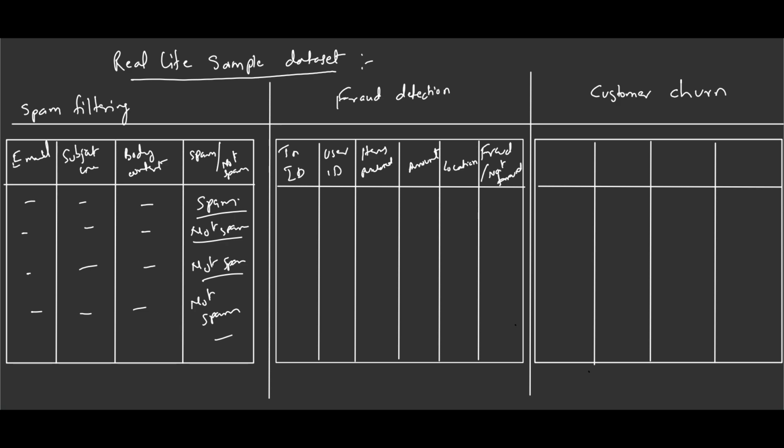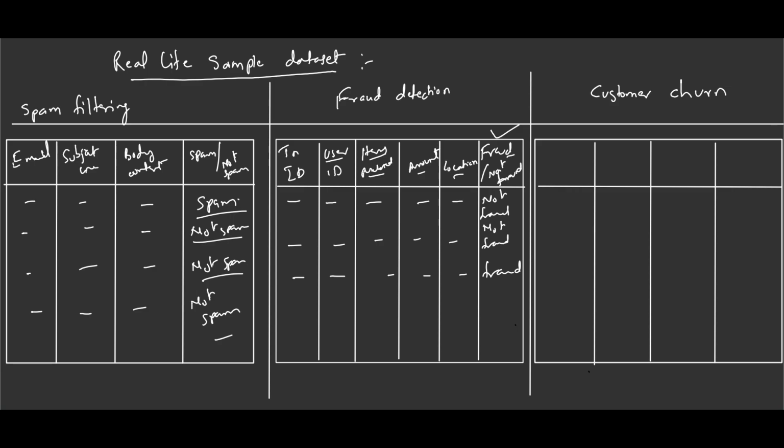So a lot of cases happen in credit card data. Here in this case, you can see transaction ID, user ID, items purchased, amount, location, and this is the target label where you say whether it is fraud or not fraud. Based on this data, you have some features and it says not a fraud. Here it says again it is not a fraud. Here in this case you can say it is fraud, right?